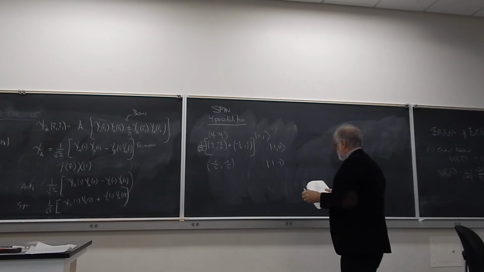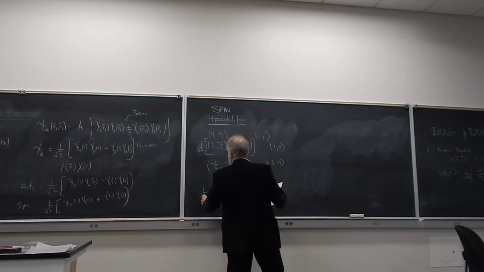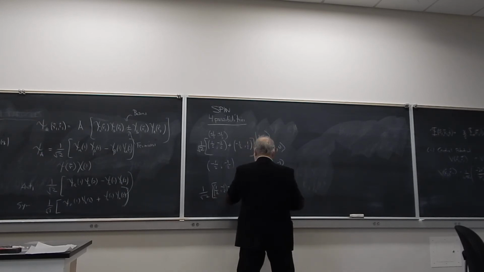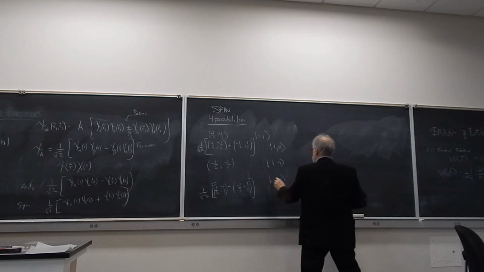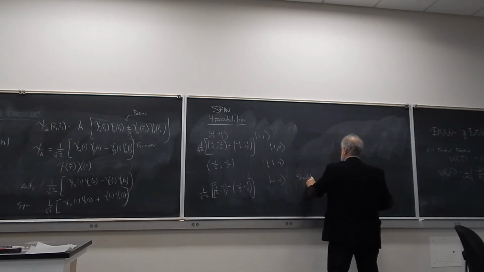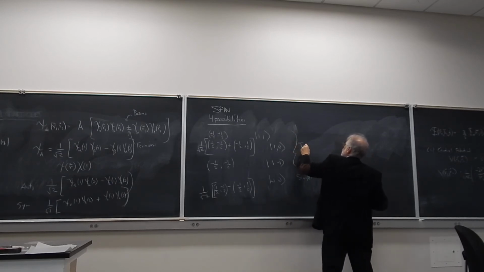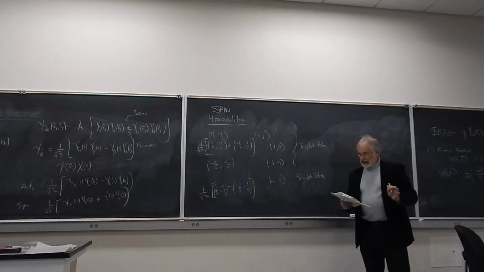In addition, there's one more antisymmetric wave function, 1 over the square root of 2, and that would be 1/2, minus 1/2, minus 1/2, 1/2. We call this ket 0, 0. This state is referred to as the singlet state. These are referred to as triplet states because you have 3 of them.